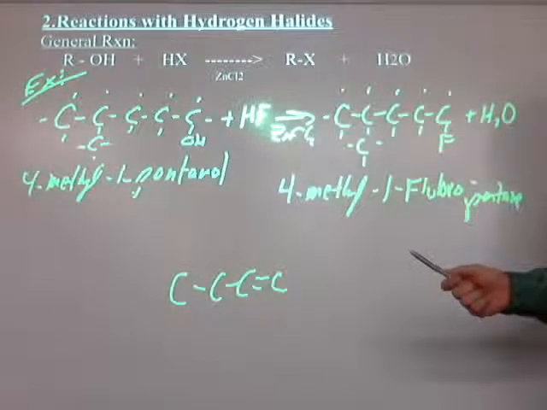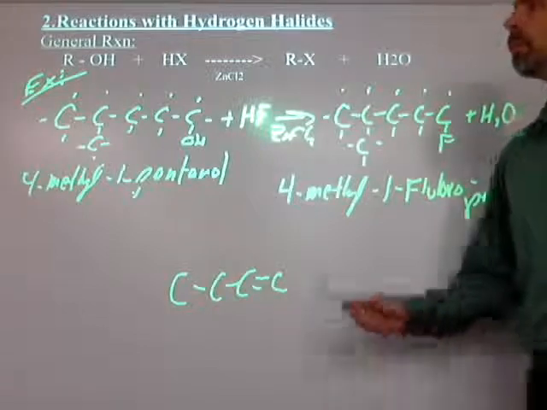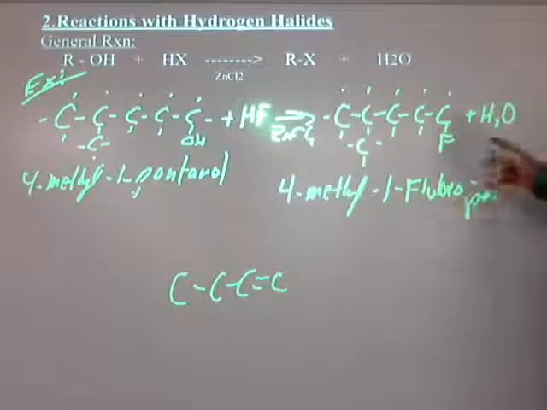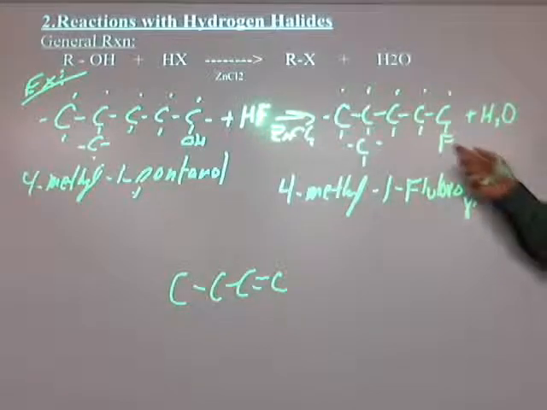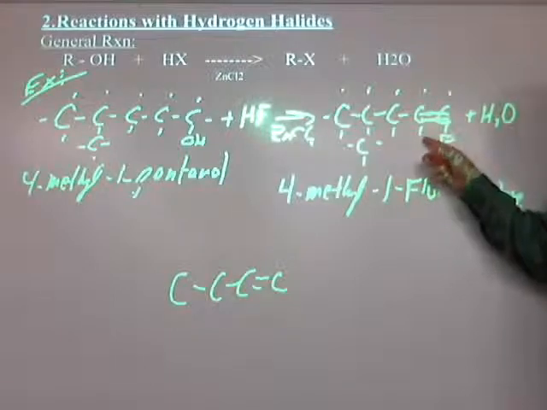It's not a choice. Where's that OH going to go? Is it ever going to go on the end here? No, that's Markovnikov's rule. So if I say you can start with anything, and I want to get a fluorine on the end here, things don't go on the end. If I was going from a double bond, it would have gone here.